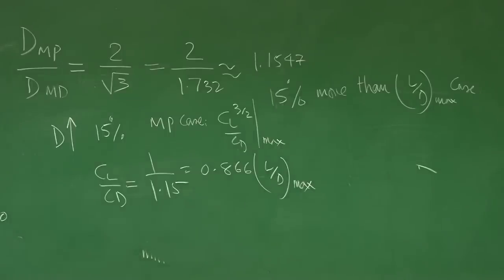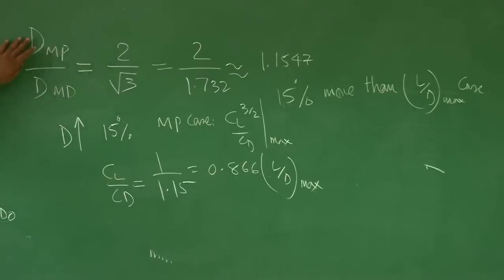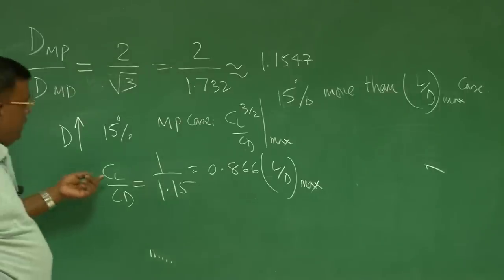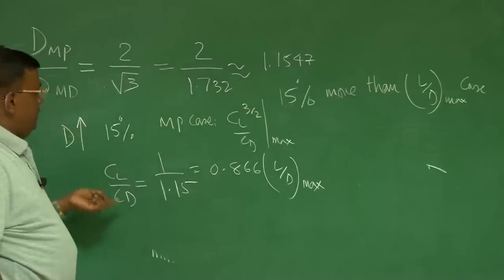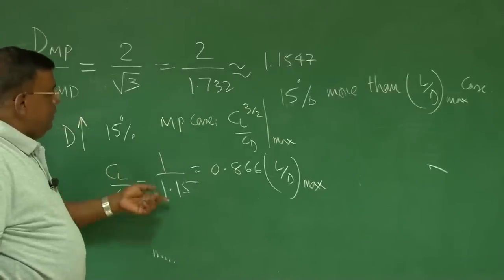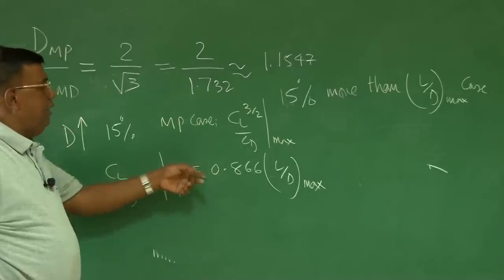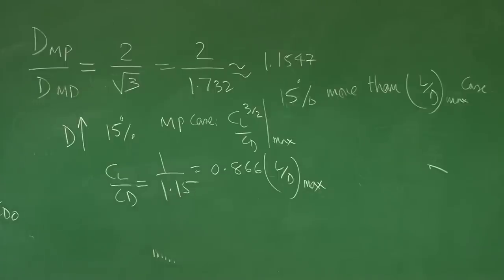Is this part clear? How a designer is utilizing this relationship? It says drag during minimum power is 15% more than the drag if you are flying at minimum drag. So CL by CD will be now modified because CD has increased by 15% and this one by 1.15, so that gives 0.866 L by D max.